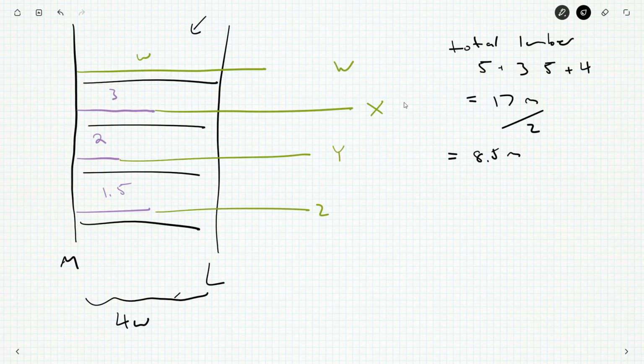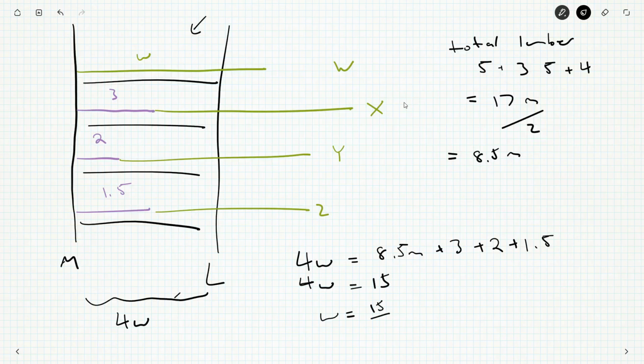But that's 4 copies of W. But that's going to be the actual amount of wood on there, and then the purple bits, the distances that we have moved over. There we go. That should do it. So 8.5 plus 1.5 is 10, plus 3 plus 2 is 15. So 4 times W, which is what we want to figure out, is 15. W is going to be 15 over 4.